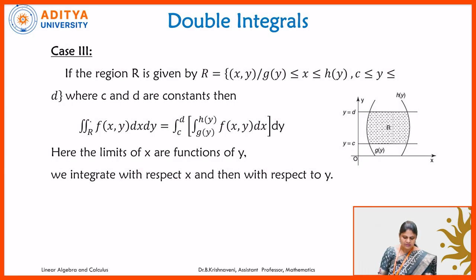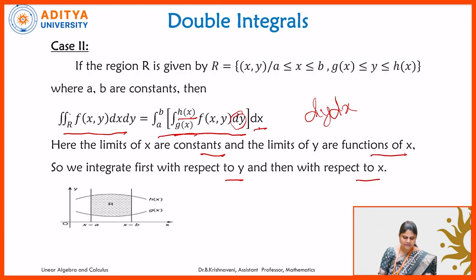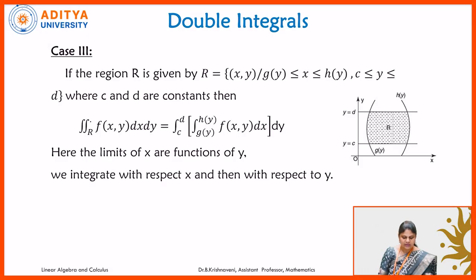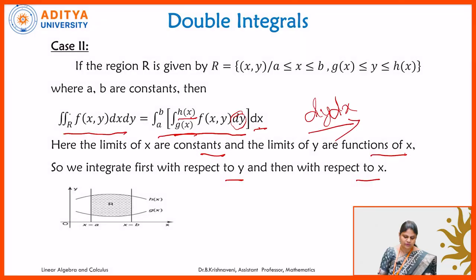Now case 3. As you saw in the previous case, there we had y limits as variable limits in terms of x, and x limits as constants, so we took the order as first with respect to y, then x. Now the next case is where the x limits are variable limits in terms of y and the y limits are constants. In this case, first you have to integrate with respect to x, thereafter with respect to y. Hence the order of integration for this integral is first with respect to x, then y. So these were the 3 cases we have to know in order to evaluate double integrals.